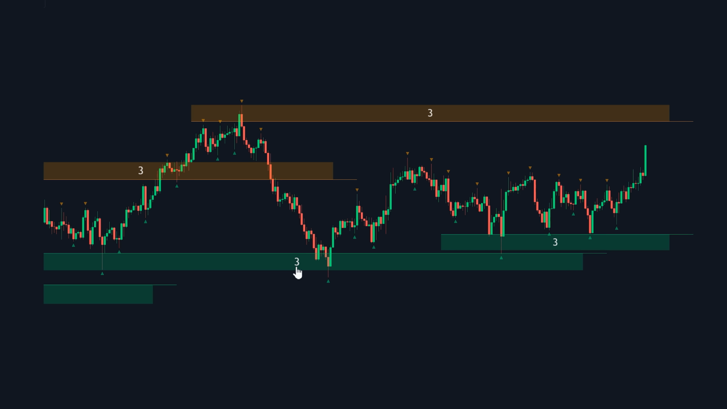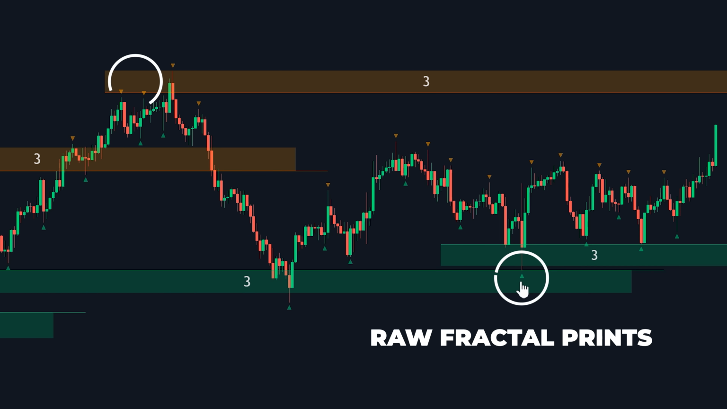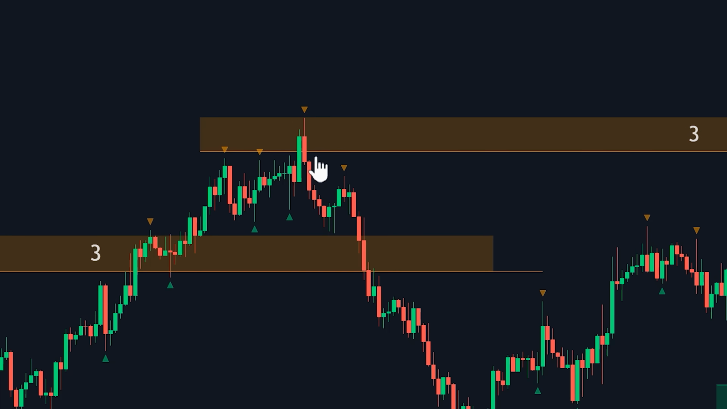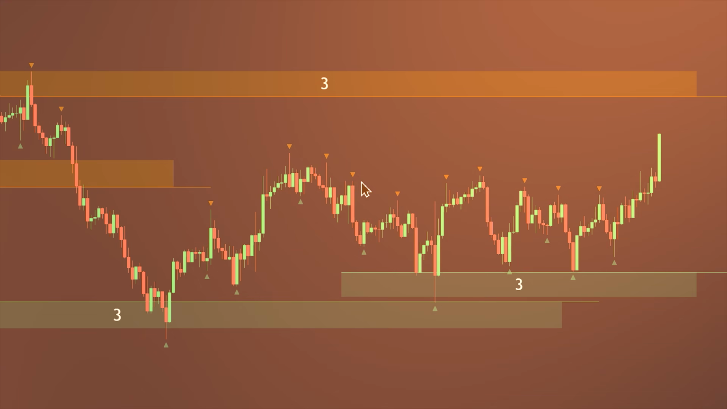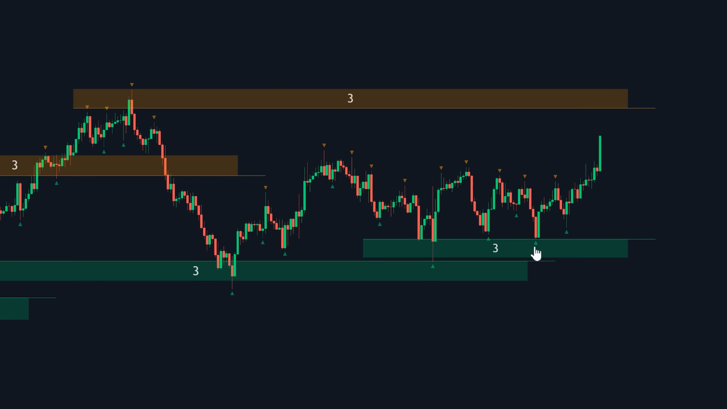The small triangle markers riding along price are the raw fractal prints. Inverted orange triangles sit above bars to mark swing highs. Upright green triangles sit below bars to mark swing lows. Watch how clusters of those triangles stack up at similar prices just before a zone appears. That's the breadcrumb trail the script uses to promote an area from interesting to validated.